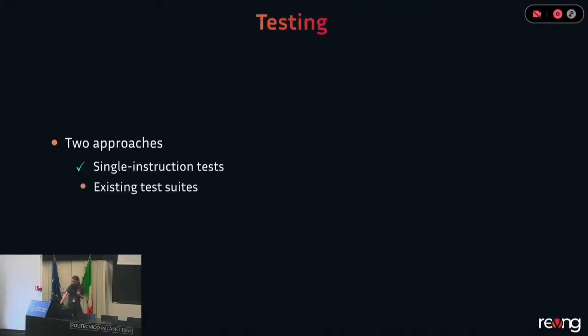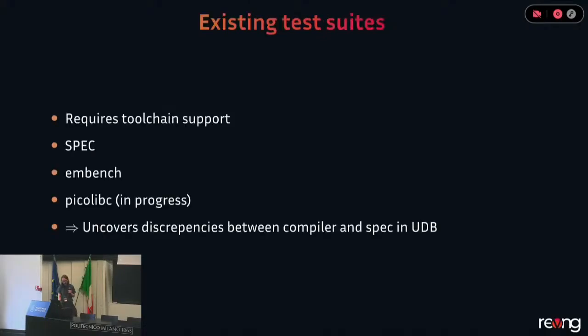Oh, sorry. So what about dealing with existing test suites? This is something we also want to work on, but this requires toolchain support. So once we start getting toolchain support for a subset of instructions, we start running them through spec and mbench and picobc we're working on. But this has allowed us to find discrepancies between how the compiler implements the instruction and what is present in the spec. And more often than not, it ended up being a problem in the spec.